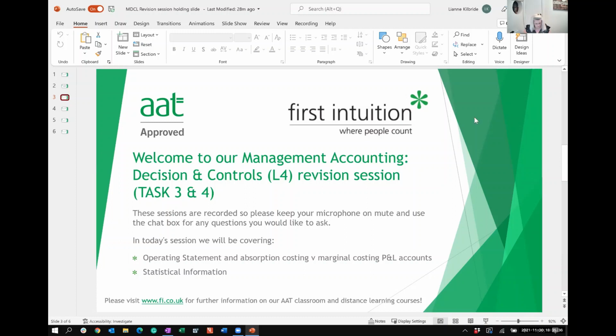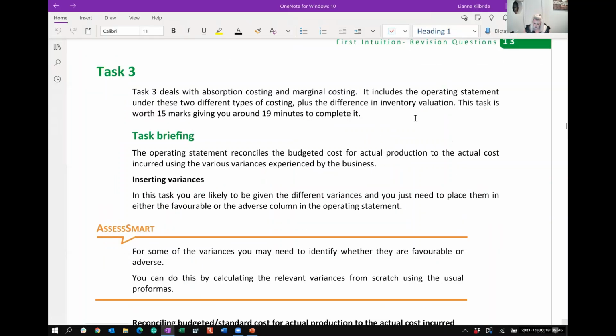Which page? I do apologise. Which page number is it again? We're on page 15. That's where the course starts. Okay, so I'm just going to share that page now with you.